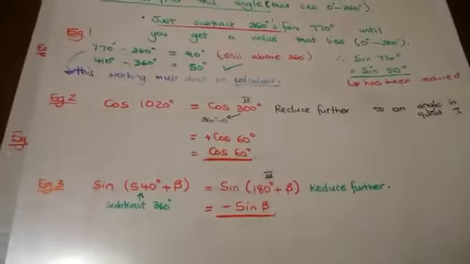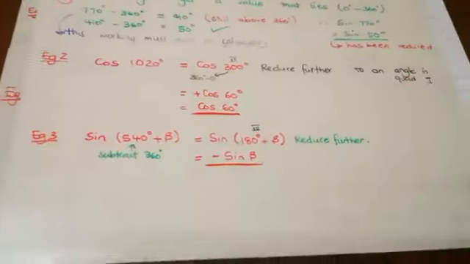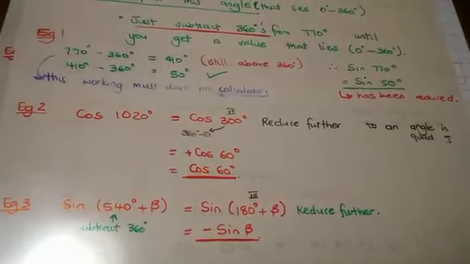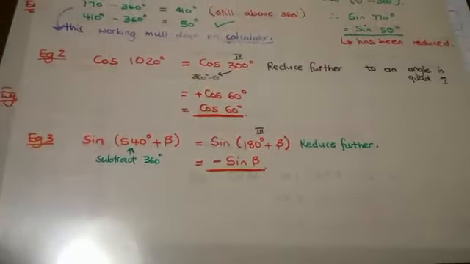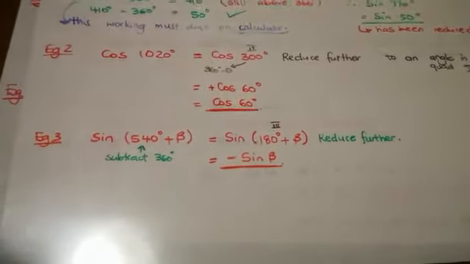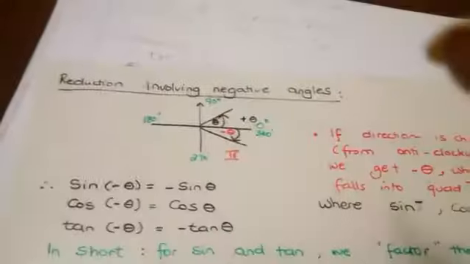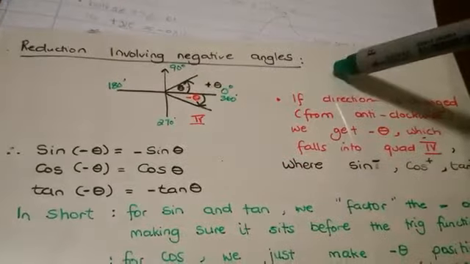So whenever you're dealing with values that are bigger than 360, all you do is subtract until you get a value that is between 0 and 360. And then if it still needs to be reduced to an acute angle, you do as we did previously. Okay, and next we are going to look at reducing angles that involve negative angles.